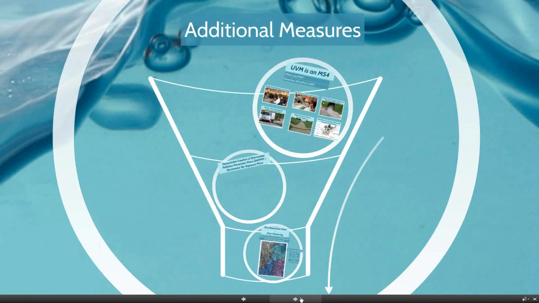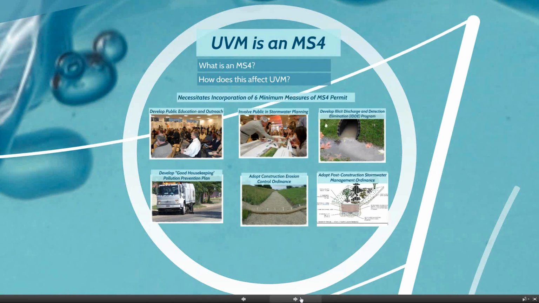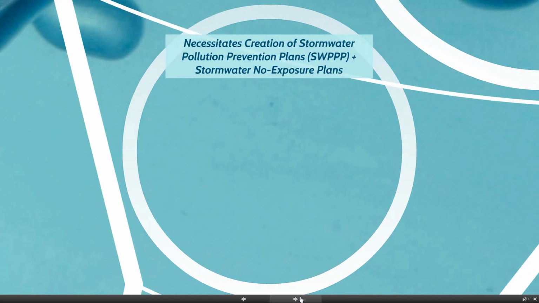In addition to that, just to give some perspective, UVM is a non-traditional MS4, and so it is in itself an MS4 entity. It has an MS4 permit through the state. So because of that, UVM is subject to the 6 minimum measures, which we've discussed in previous webcasts associated with the MS4. Those 6 minimum measures are required by UVM as they manage stormwater.